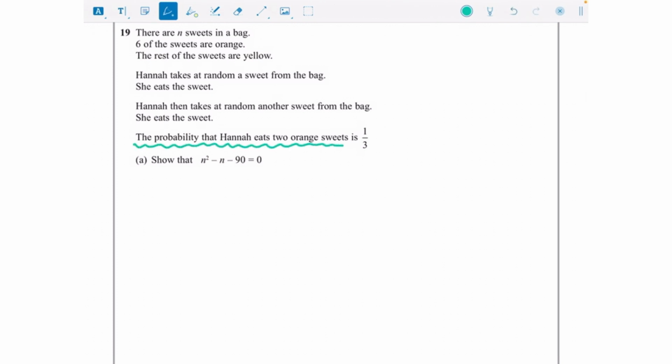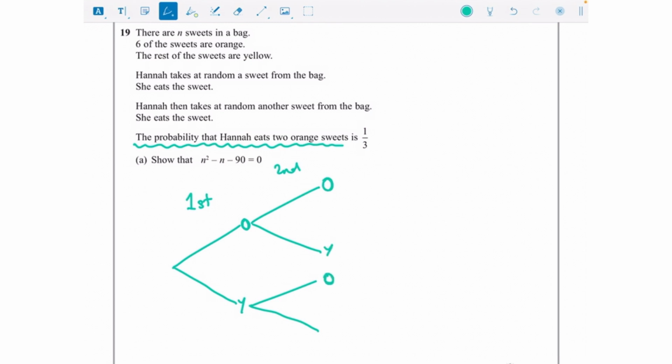So this question is feeling a little bit like a tree diagram. If you imagine we've got our tree diagram here, it would show everything that can happen. For the first sweet, it could be an orange or it could be a yellow. And then for the second sweet, it could be an orange or it could be a yellow. So there are the 4 different scenarios: orange-orange, orange-yellow, yellow-orange or yellow-yellow. In this question, we're interested in these branches here, the probability of orange the first time and the probability of orange the second time.